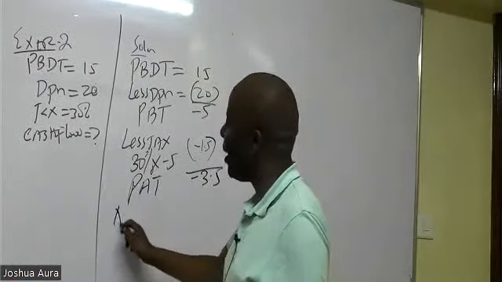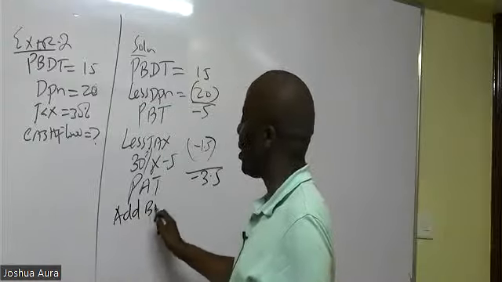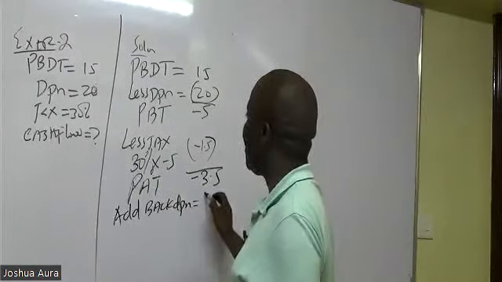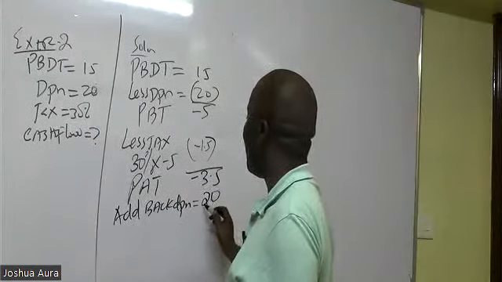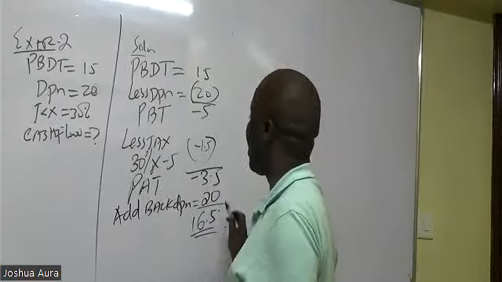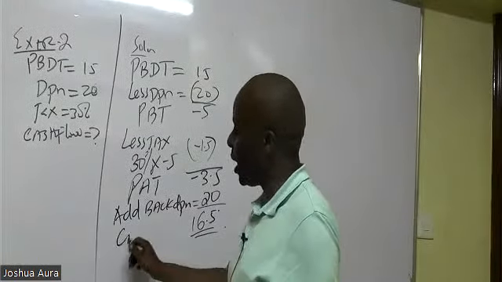Minus 3.5, because we have minus 5, minus 1.5. So this gives me minus 3.5. Thank you so much. And then we shall come and add back depreciation. So we add back depreciation of how much here? Of 20. That is how these gentlemen were able to get the 16.5 as the cash flow.